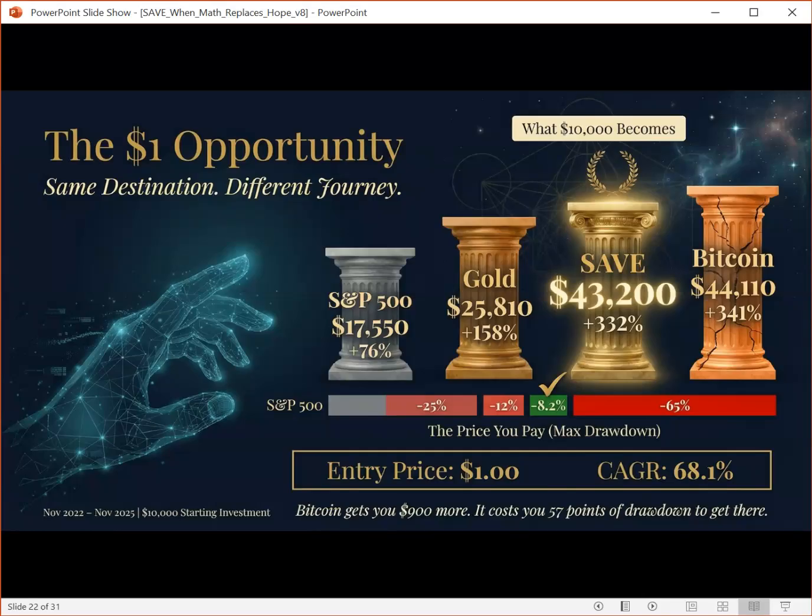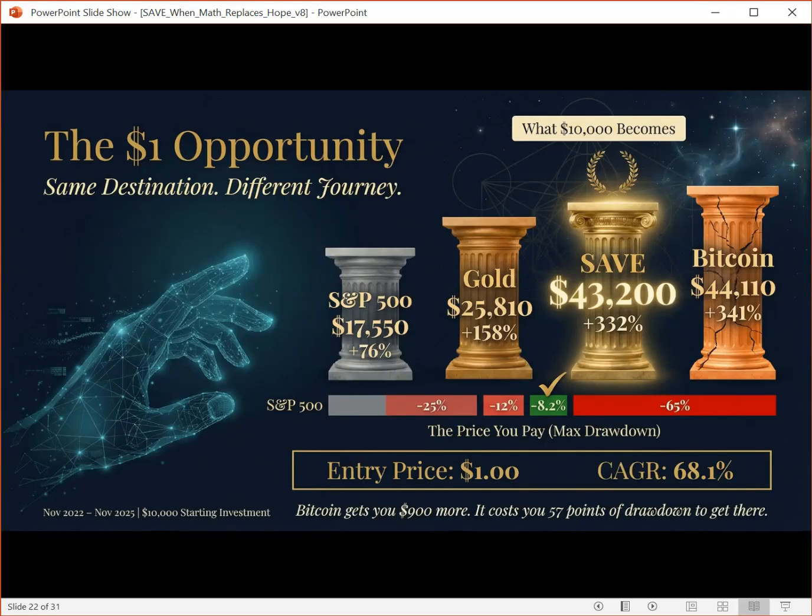So let's say you put $10,000 into the S&P 500 in November of 2022. By November 2025, you have $17,550. But along the way, you watched it drop to 7,500. You needed conviction to hold through a 25% drawdown.